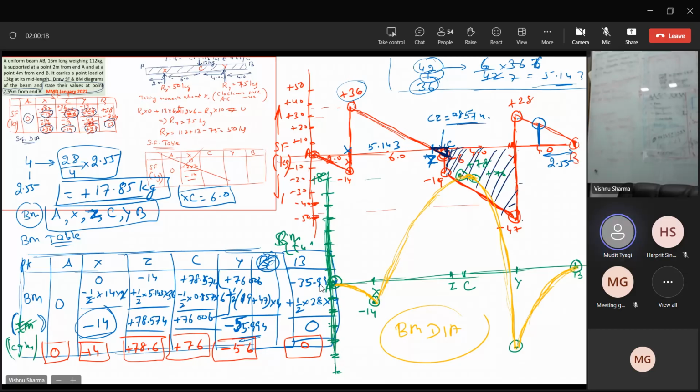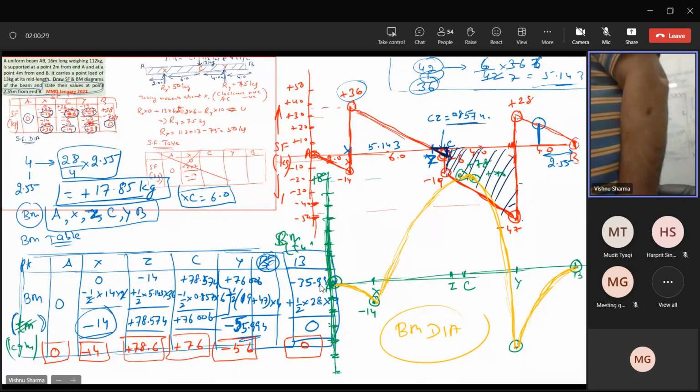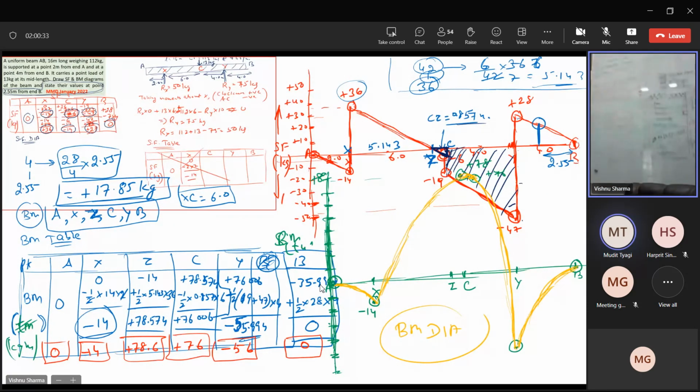Sir, in the BM diagram from Z to C, it should not come down, sir. A little bit it should not come down, sir. It would have, beta, they are so close to each other, Z to C, you can't make it out. It will come down a little bit, of course. They are so close to each other, you can't do much about it, right? Yes, sir. The value is less, so it will come down. Obviously, it will come down better when the value is less, right? Yes, sir.